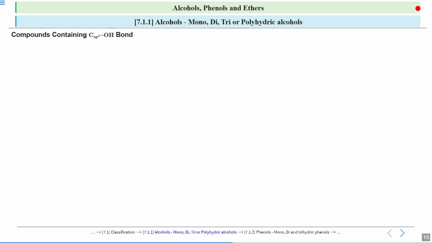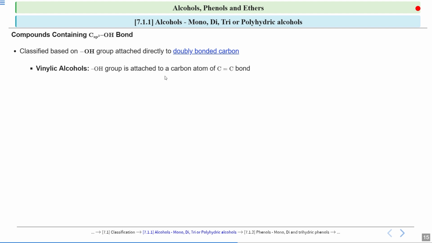Now let's see the compounds containing a carbon sp2 hybridized single bond OH bond. That means a carbon-hydroxyl bond, but the carbon is sp2 hybridized. So they are classified by the hydroxyl group attached directly to a doubly bonded carbon. In these compounds the hydroxyl group is directly attached to a double bonded carbon. First come the vinylic alcohols, where the hydroxyl group is attached to a carbon atom of a C=C double bond. That means the hydroxyl group is directly attached to the sp2 hybridized carbon atom of the double bond.